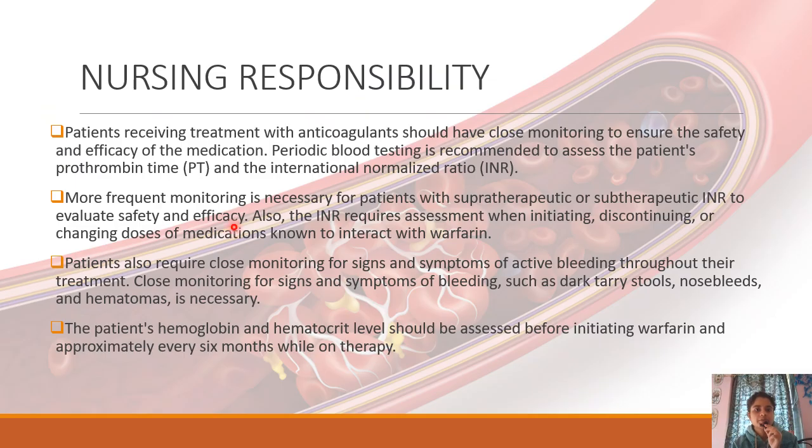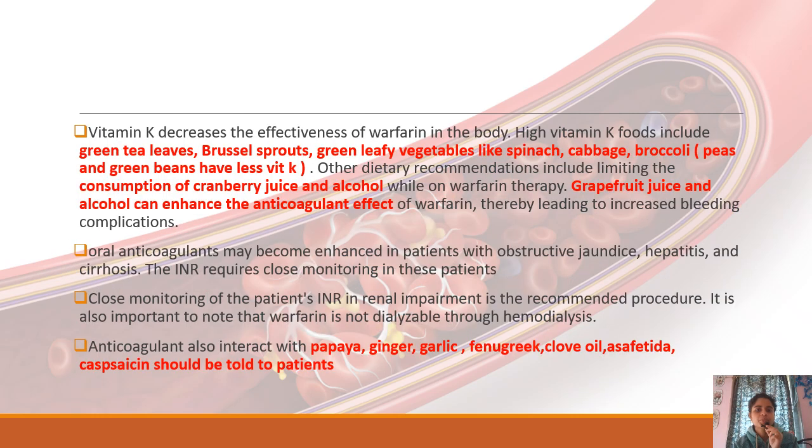So these are the nursing responsibilities. Always check the PT, INR of the patients who are on anticoagulants, and also check for any signs of bleeding like dark tarry stools, nosebleeds, hematomas. Also check the hemoglobin and hematocrit level before initiating warfarin therapy and every 6 months, because it has chances of bleeding and hemoglobin can get low.